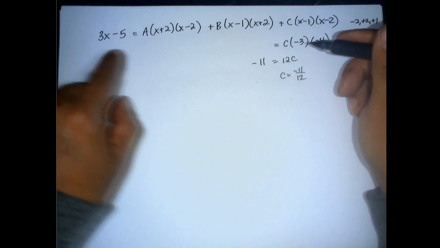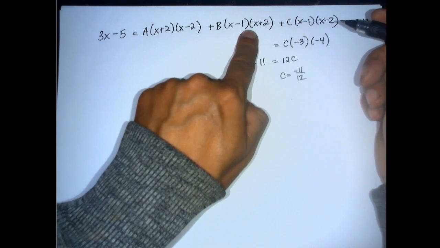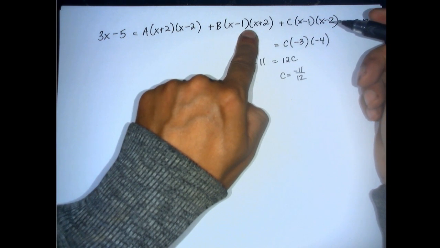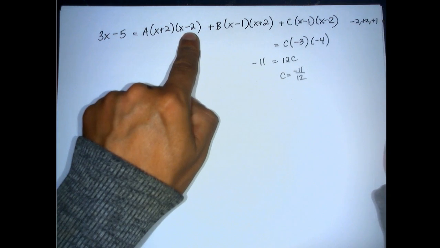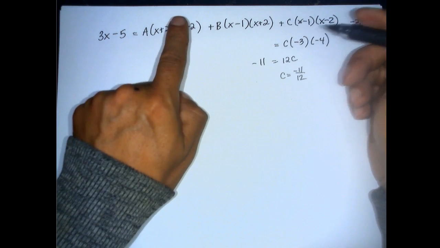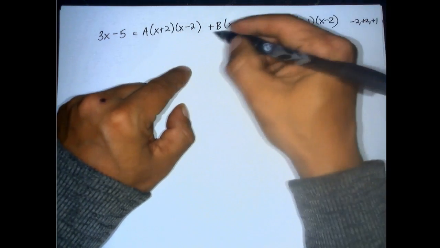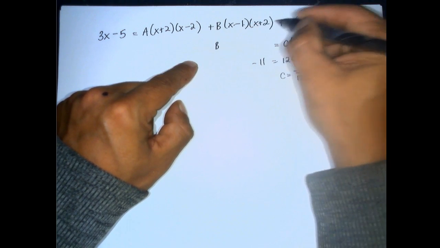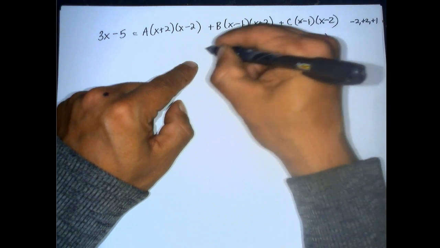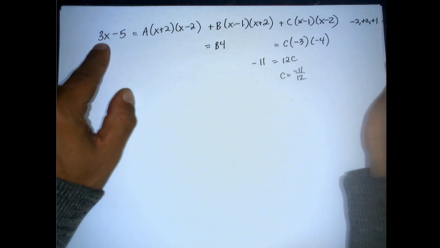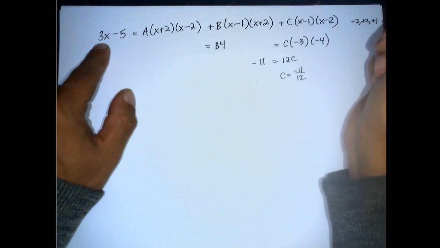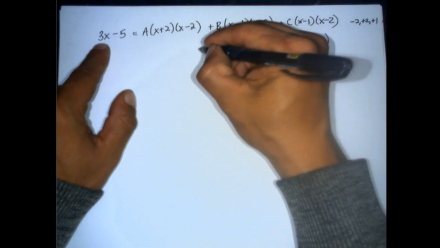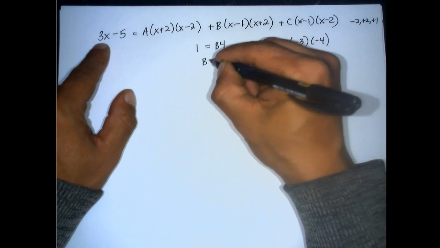Okay, let's do the same thing with B. In this case, we need x equals +2. If x is +2, these two go away, so then we're going to have 2 minus 1, which is 1, and then 2 plus 2 is 4. So 4b is equal to 3 minus 5. No, 6 minus 5 is 1. So b is 1/4.